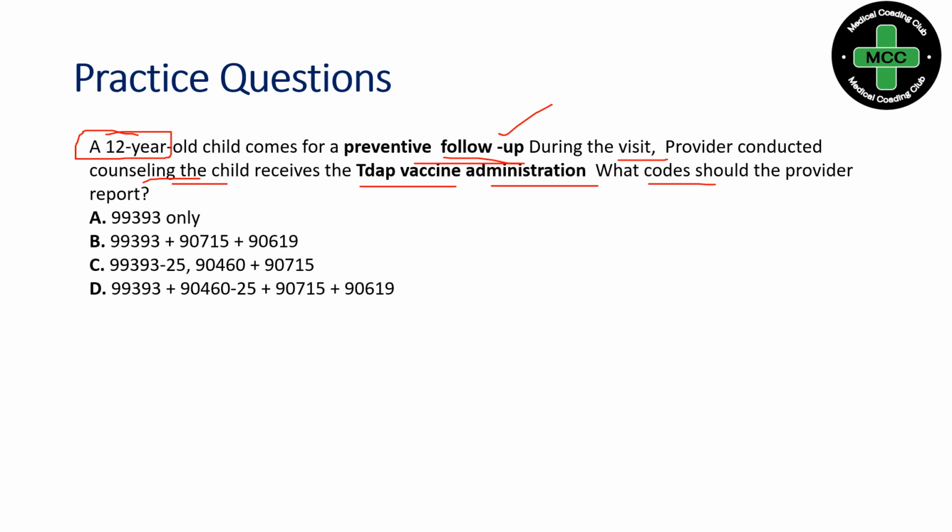And see the options: 99393 is correct for the 12-year-old patient. With that, what you have to check? The Tdap service.